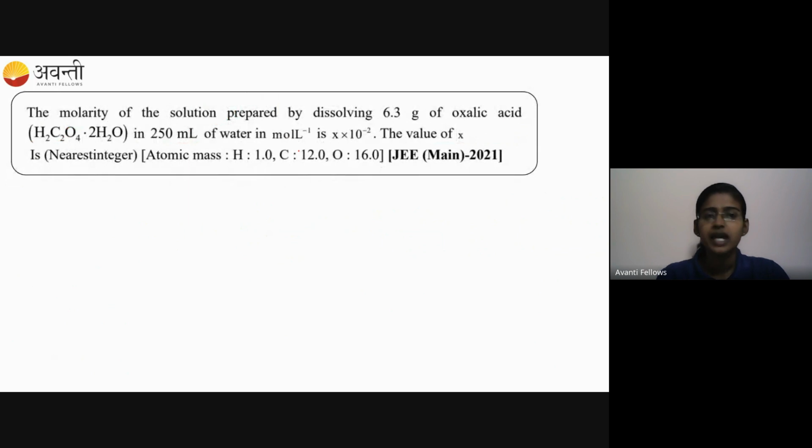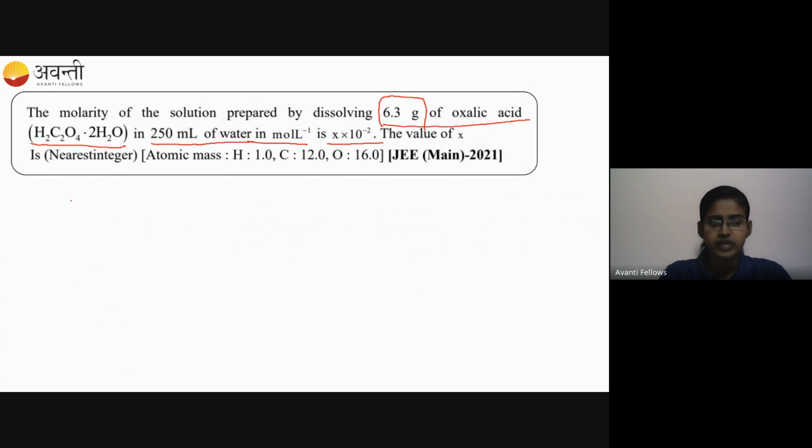The molarity of the solution prepared by dissolving 6.3. Again, the molarity only we have to find out. For 6.3 gram of oxalic acid, this is the oxalic acid and that is the solute. The given mass of the solute is 6.3 gram. And it is dissolved in 250 ml of water. Volume is given in terms of milliliter, we can convert that into liter. And the molarity is X into 10 power minus 2 mole per liter, find the value of X. So it is the same as the previous question.